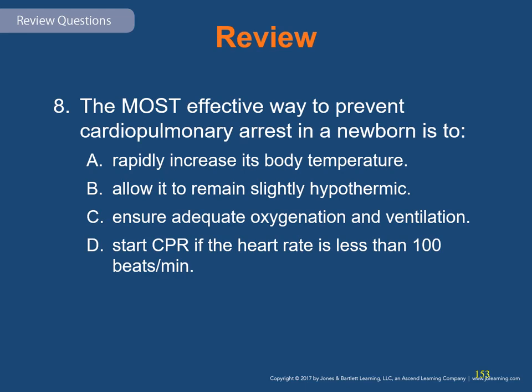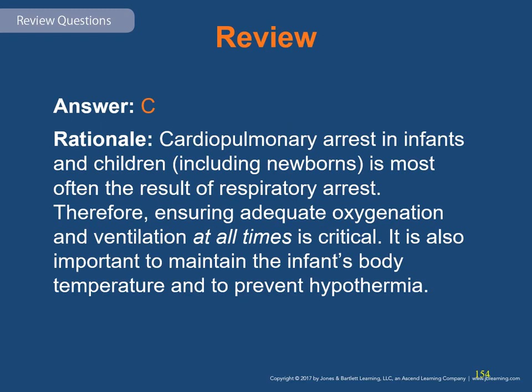Review question 8. The most effective way to prevent cardiopulmonary arrest in a newborn is to A. Rapidly increase its body temperature. B. Allow it to remain slightly hypothermic. C. Ensure adequate oxygenation and ventilation. D. Start CPR if the heart rate is less than 100 beats per minute. The correct answer is C.